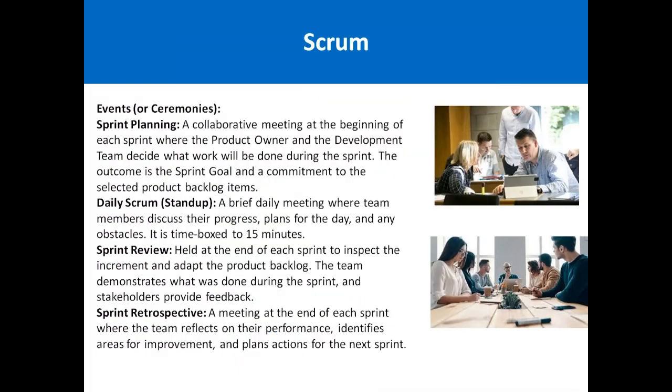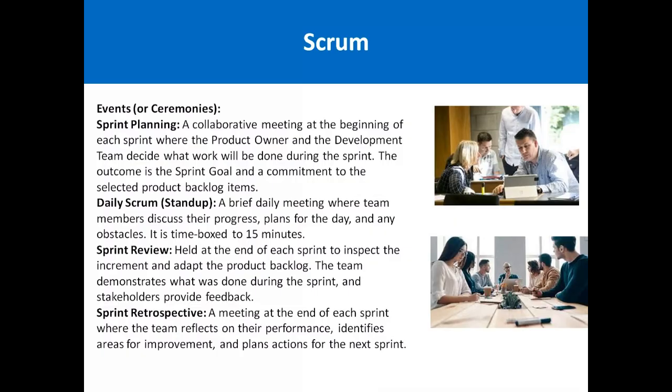Then sprint review is a meeting held at the end of the sprint to inspect the increment and adapt the product backlog. The team demonstrates what was done during the sprint, and stakeholders provide feedback as well. Sprint retrospective is a meeting at the end of each sprint, where the team reflects on their performance: what went wrong, what went well. The things which are negative or bad should be discontinued, and the things which are positive should be continued.